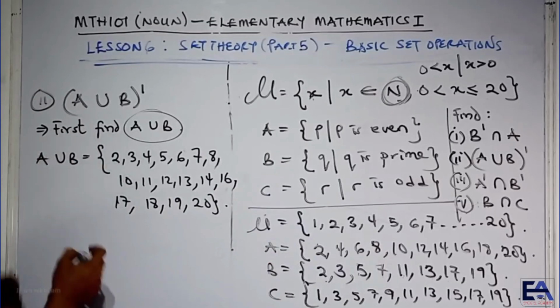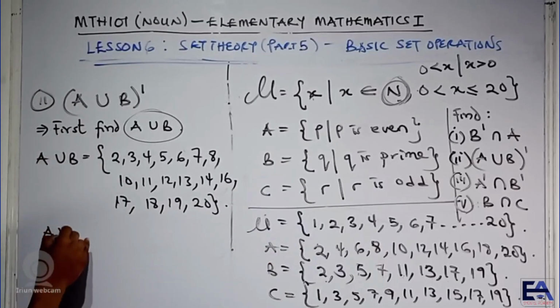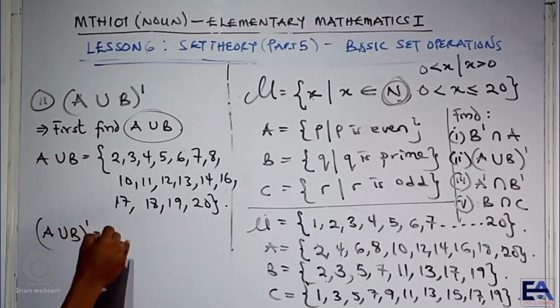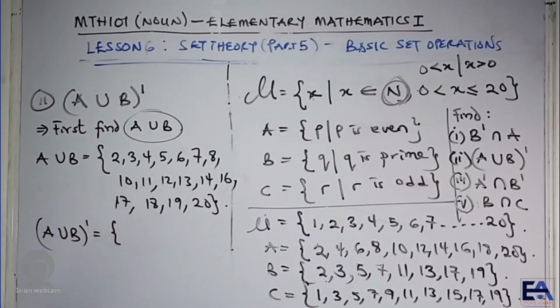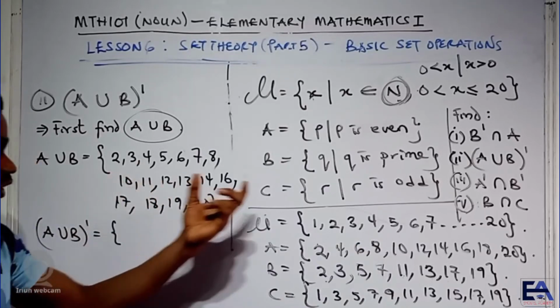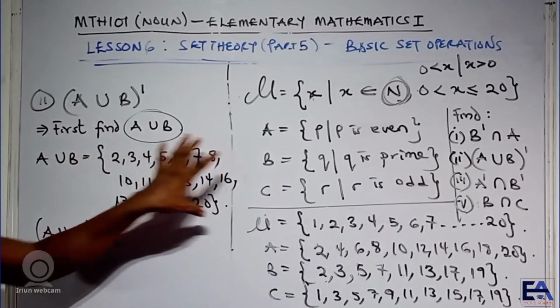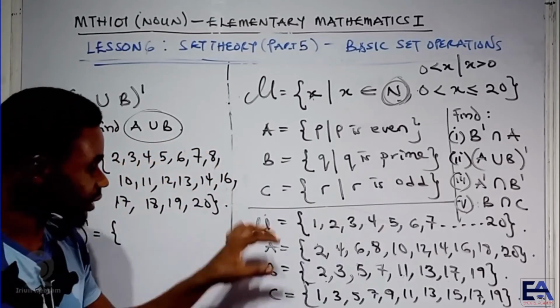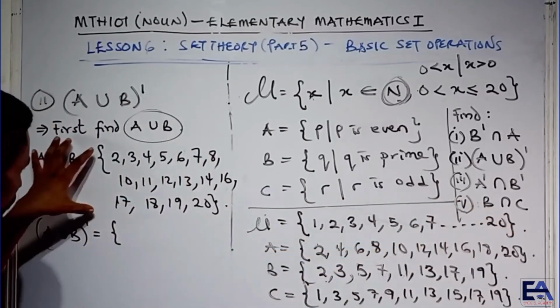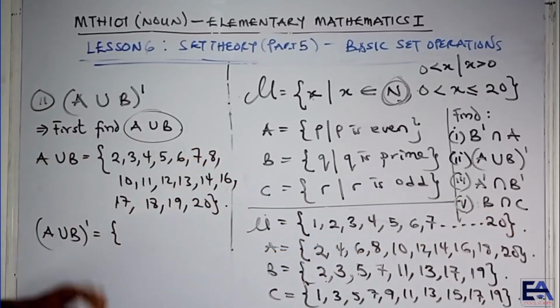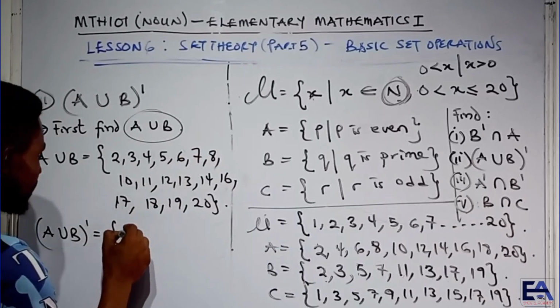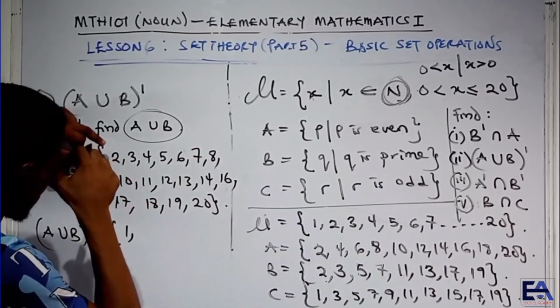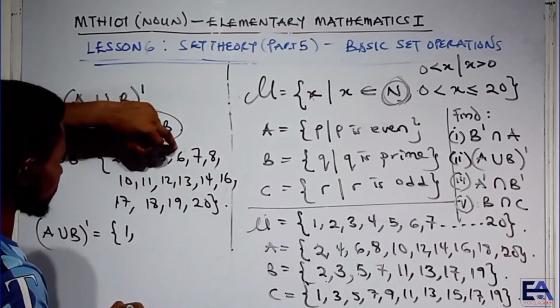Then we now find the complement of that combination. So A union B complement will therefore be the set of all elements that can be found in the universal set, but not in this union. That is A union B complement, the set of all elements that can be found in the universal set, but not in this union. And so, what are those elements? That would include 1, 2, 3, 4, 5, 6, 7, 8.